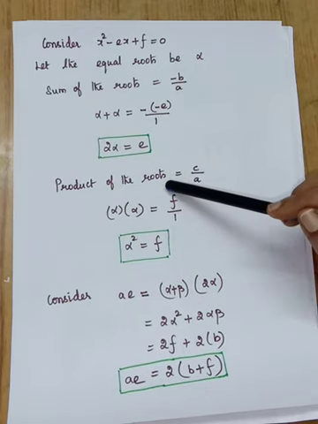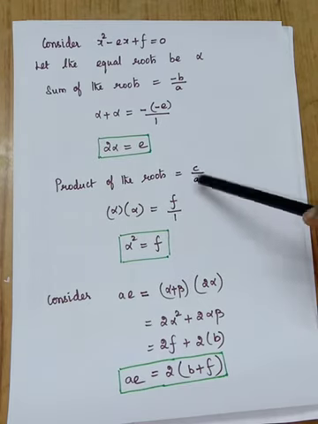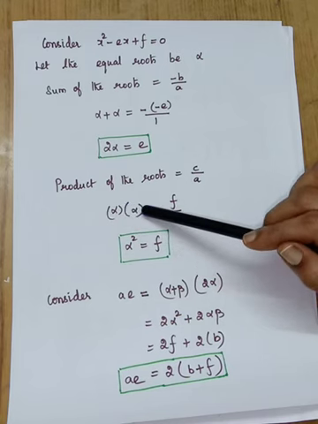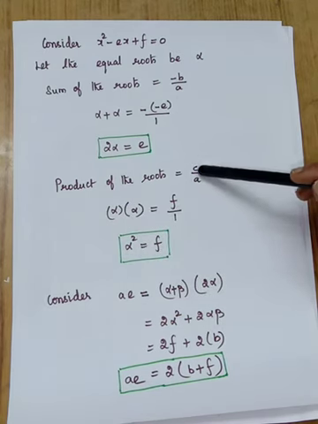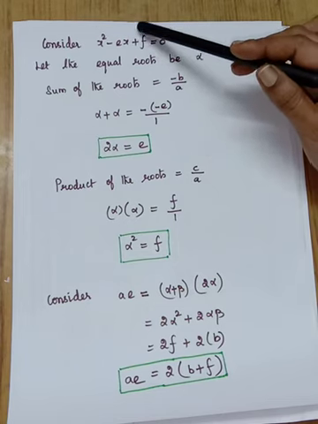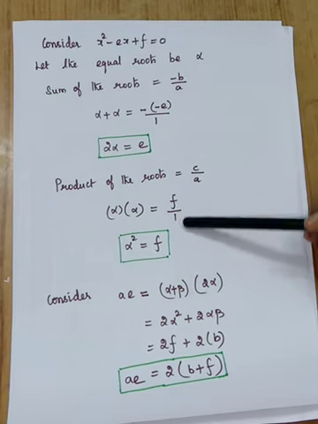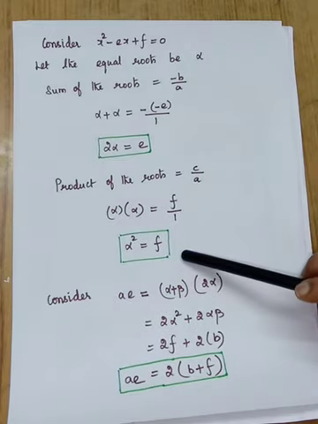The product of the roots, that is equal to c by a. So you just take the product of alpha into alpha, that is alpha squared. Alpha squared is equal to, what is c? C is the constant in this equation. The constant is f. So f by 1. So alpha squared is equal to f.